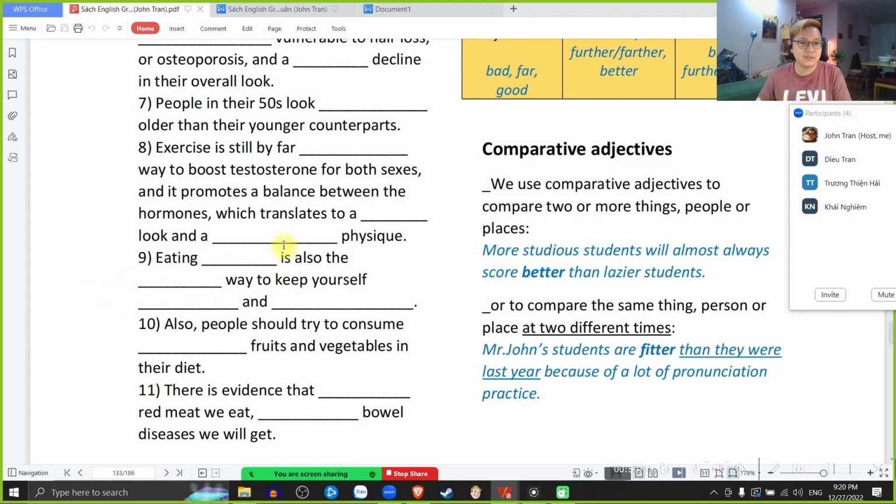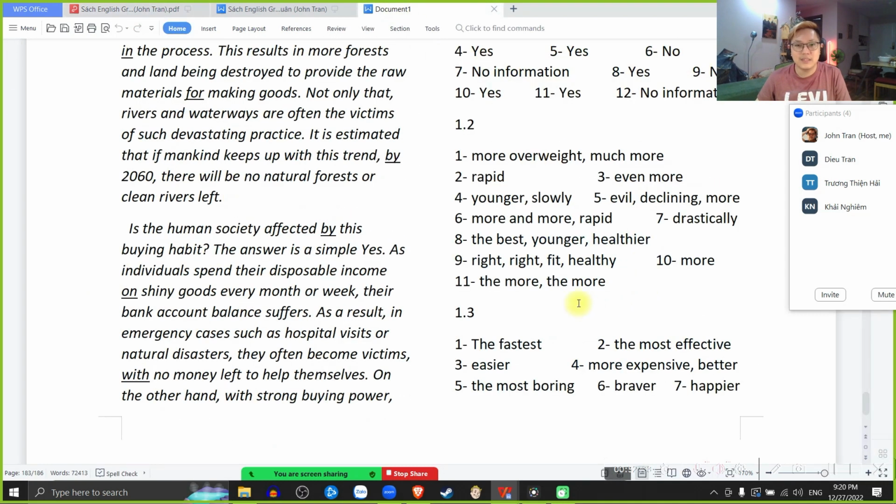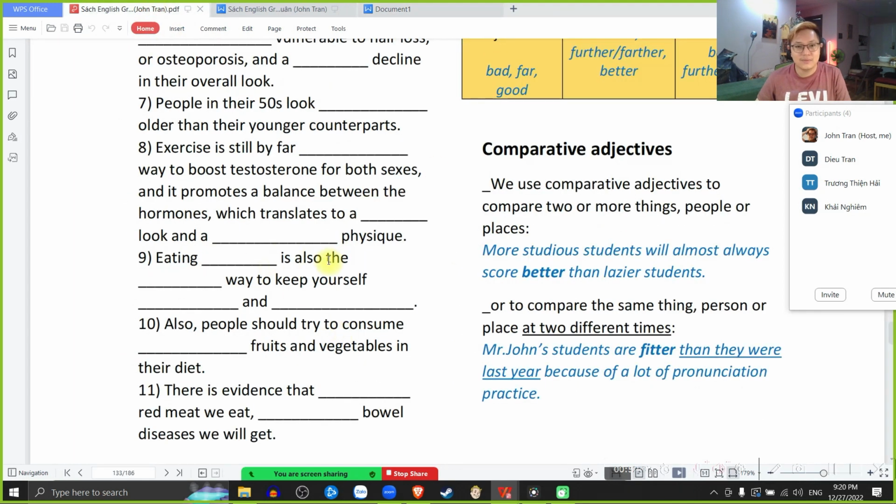Number 9. Eating right, fit and healthy. Eating right is also the right way to keep yourself fit and healthy.